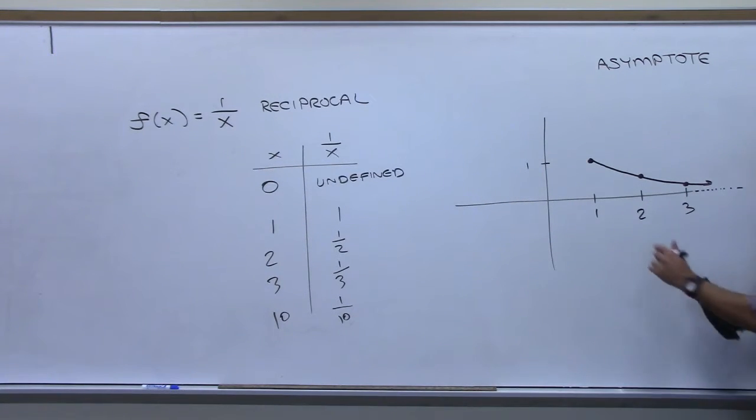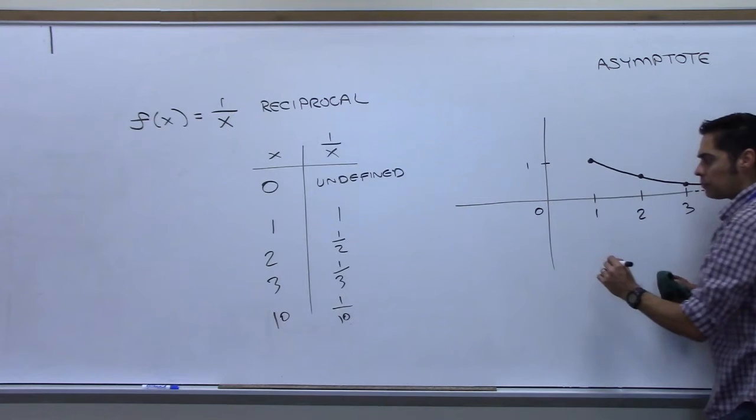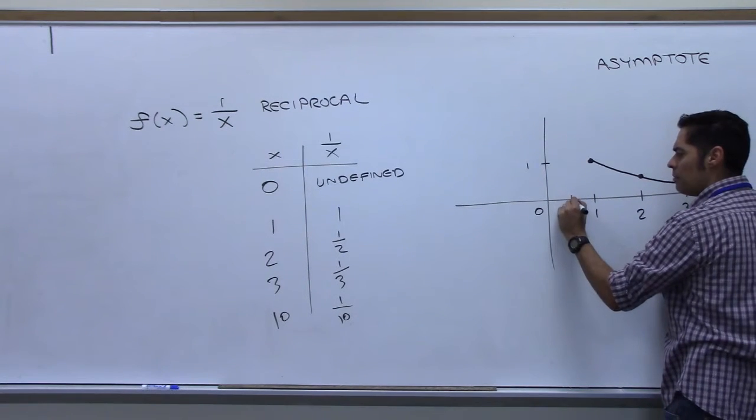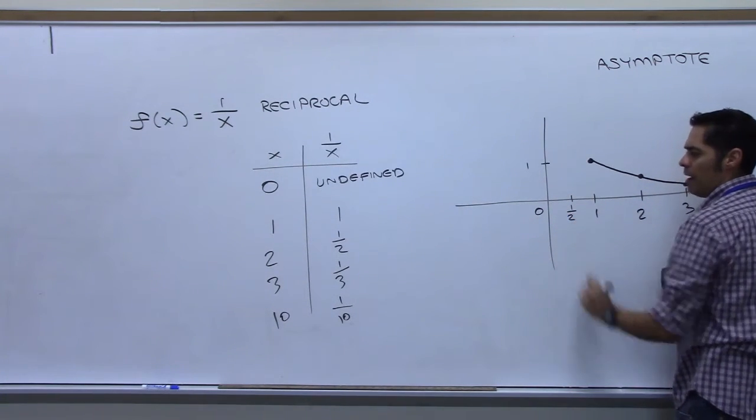And then if we try and go, we know we can't plug in 0. If we try and go, let's say halfway, like a half in there.